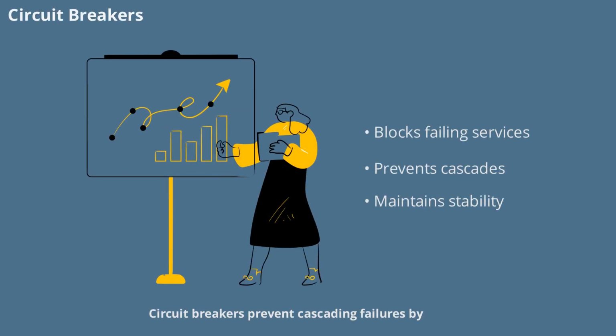Circuit breakers prevent cascading failures by temporarily blocking requests to failing services. This allows systems to recover gracefully and maintain overall stability. Real-world implementations monitor error rates and automatically trip the breaker when thresholds are exceeded.